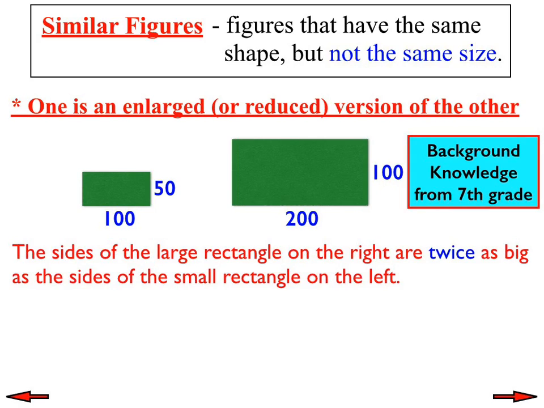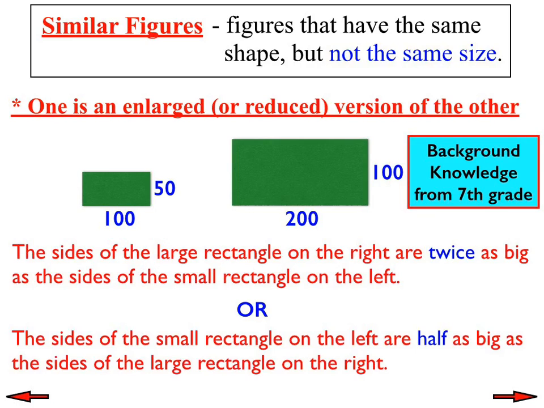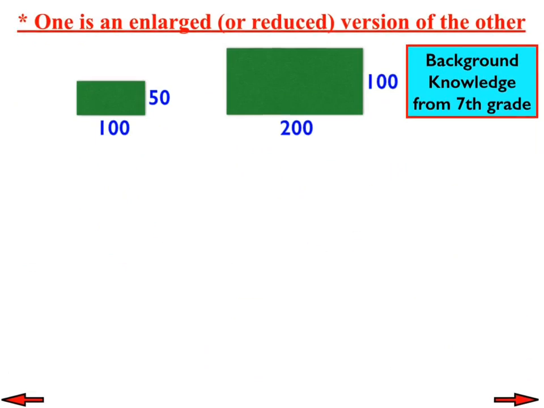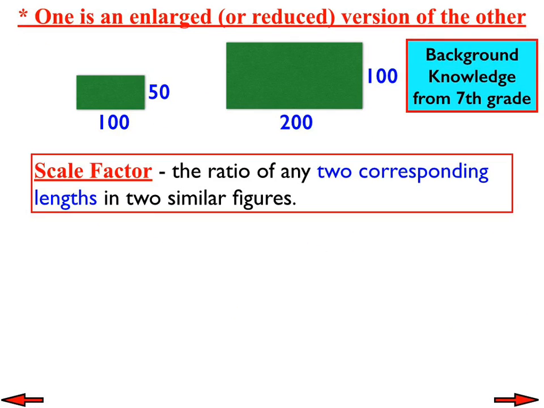And the other way to look at that is the left-hand rectangle, the sides are half as big as the ones on the right. And what that leads us to is an idea called the scale factor. And the scale factor is the ratio of any two corresponding lengths in two similar figures. Now, in this example, it's clear to see that the sides on the rectangle on the right are twice as big. But sometimes it's not clear, depending on what the numbers are. And this is where you would want to compare those ratios.